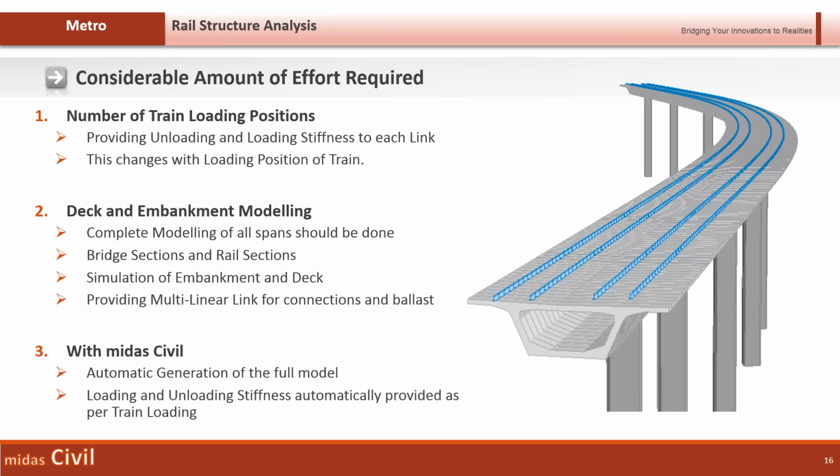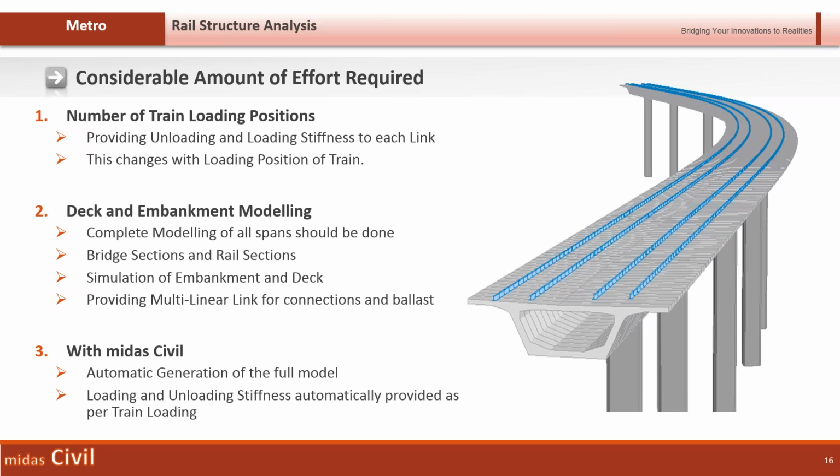So a considerable amount of effort is required for modeling, providing unloading and loading stiffness, and of course it changes with the loading position of train. Apart from that, the complete modeling of all the spans for various positions of the train. So if we go for manual modeling, it takes up a lot of time.